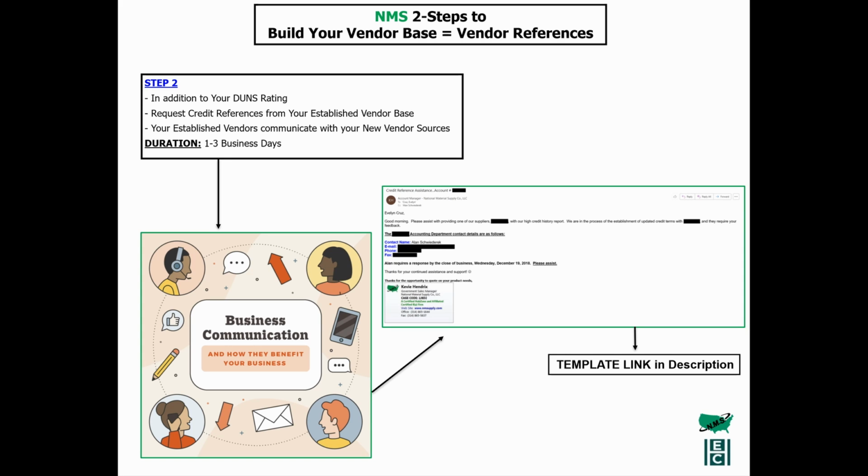Well, this will more or less conclude today's overview of the NMS two-step process in establishing great lines of communication in order to build your vendor base and to display that information and summarize it and provide it to new vendors that you're interested in establishing lines of credit with.